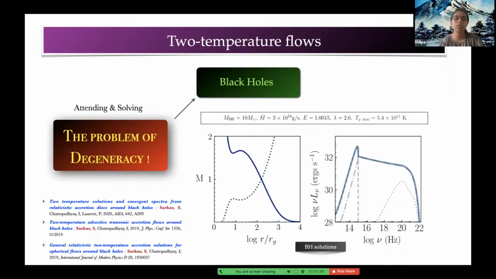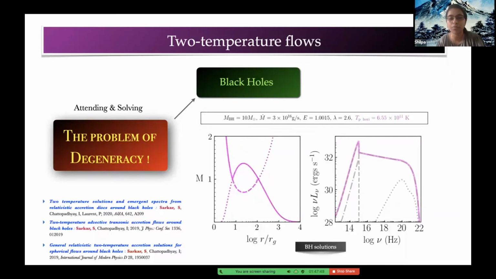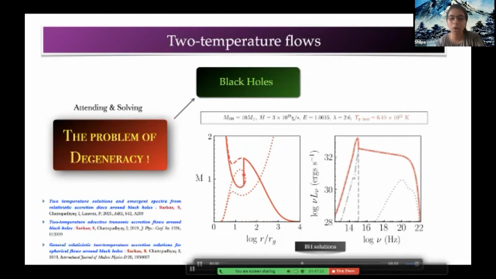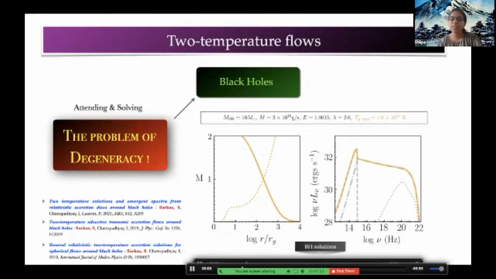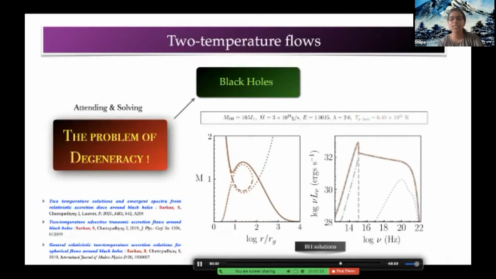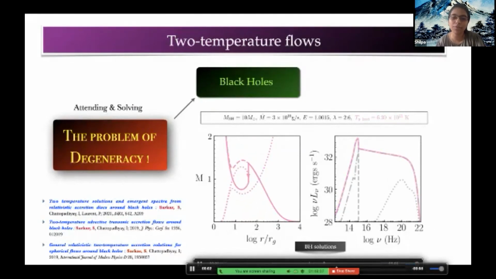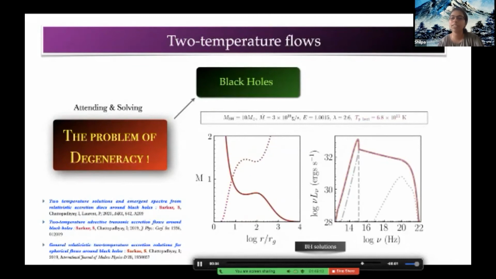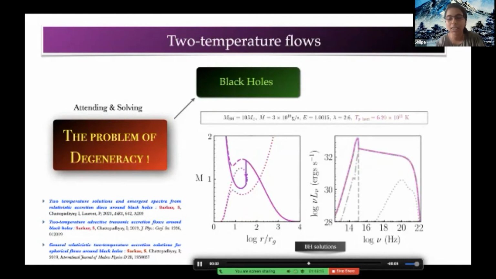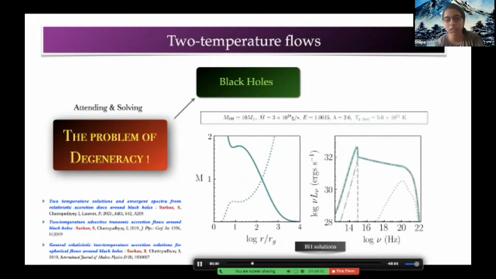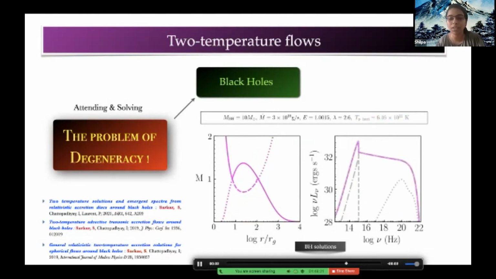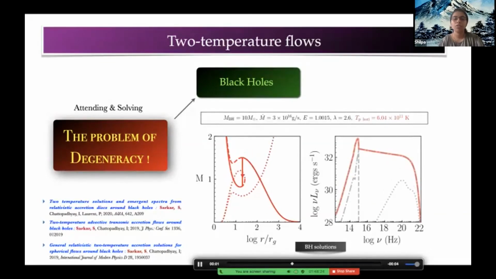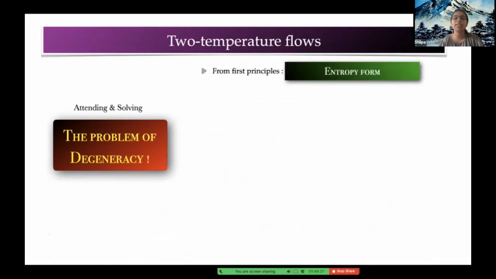We first solved the problem of degeneracy in the case of black holes. Here you can see a Mach number plot where the solid line is the global accretion solution, and on the right hand side we have the spectrum, and all these solutions are for the same set of constants of motion. We can see that a few solutions pass through the outer sonic point, a few have shocks, a few pass through the inner sonic point, and correspondingly the spectrum also changes. So it is important and necessary to constrain this degeneracy, otherwise we could end up with wrong information about the system. So what we did is that from first principles we obtained an entropy form.